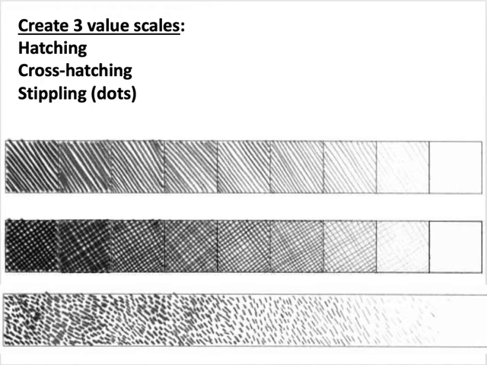Your value scales should reflect these 3 different processes. One is hatching. Hatching is simply drawing lines next to each other in different proximities to create that value shift. Cross-hatching is crisscrossing those lines, and stippling is dotting or dashing those lines, right?